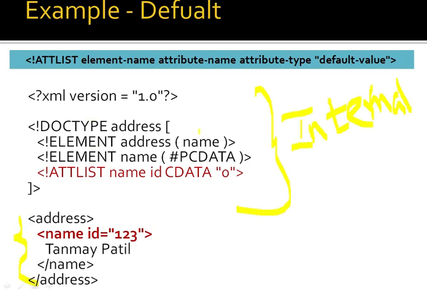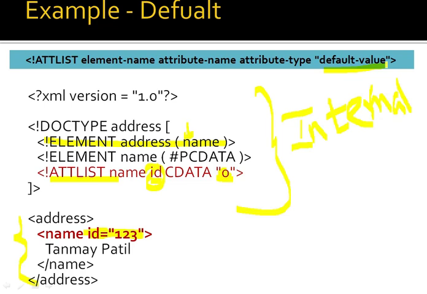So type address element, address name. Address is the root element and this is the child element. And if you see here the name, name can have an attribute. When you set a value for this attribute, the default value is 0. If the ID is omitted in the XML file, it takes the default value. That is why it is a default.